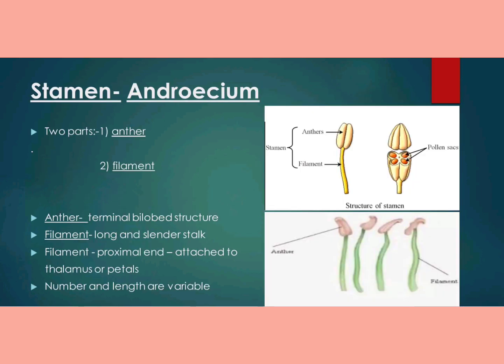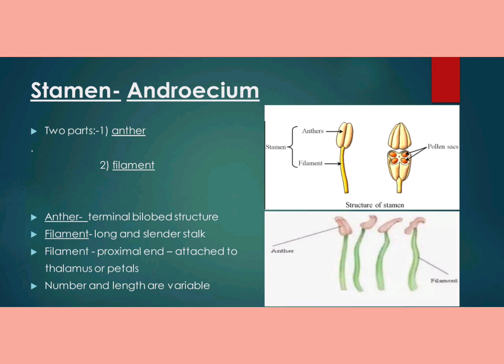It majorly consists of two parts: anther, a bag-like structure, and a filament, which is a long slender stalk. Anther is a terminal bilobed structure, while filament is a slender stalk with which the anther is attached to the floral parts. The proximal end of the filament is attached to the thalamus or petals, and the distal end with the anther. Number and length are variable when we talk about stamen.